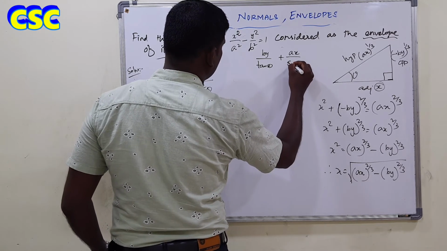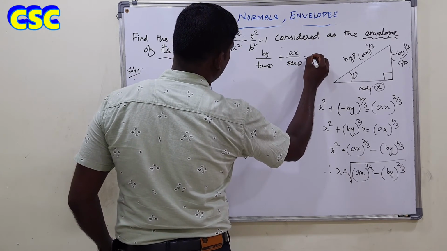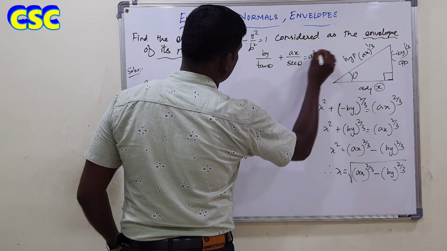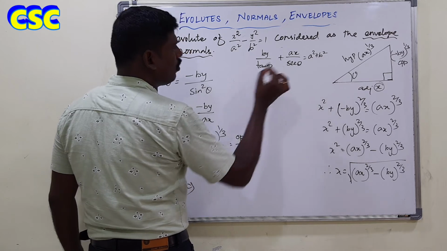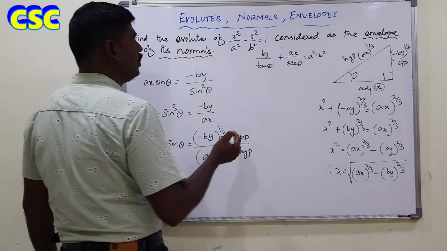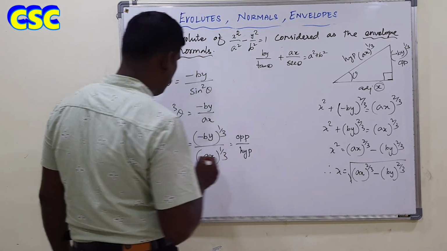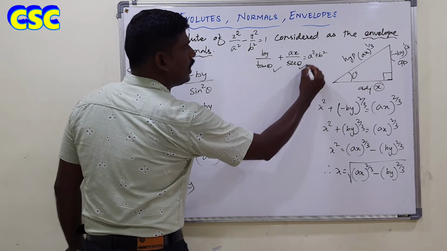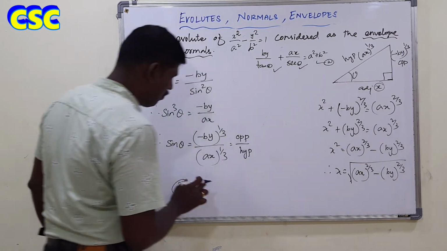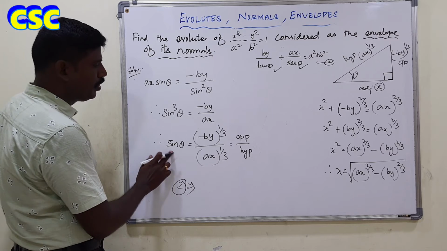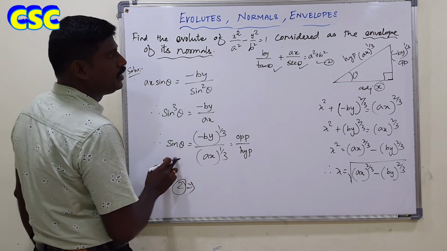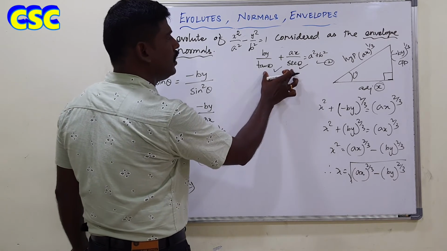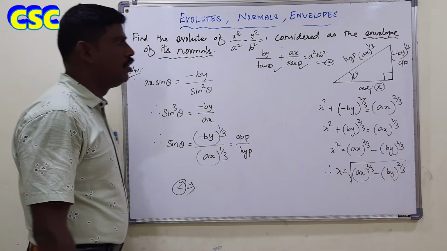secant theta equals a square plus b square. I write it as ax cos theta, and cos theta can be written as 1 by secant theta. Now I am going to find the values of tan theta and secant theta from sin theta and substitute both of these values here, so we can eliminate theta.